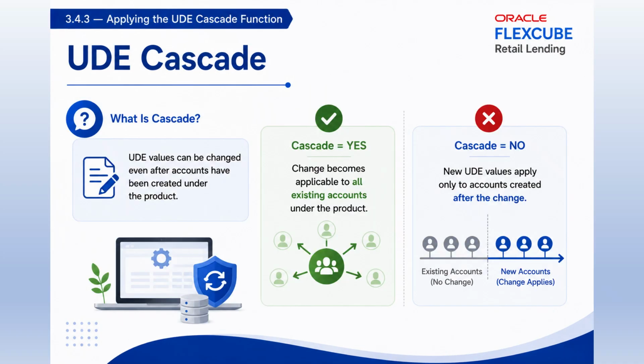UDE Cascade. Now we move to section 3.4.3, applying the UDE Cascade Function. UDE values can be changed even after accounts have been created under the product. If Cascade is selected as yes, the change becomes applicable to all existing accounts under the product. If the change is not cascaded, the new UDE values become applicable only to accounts created after the change.